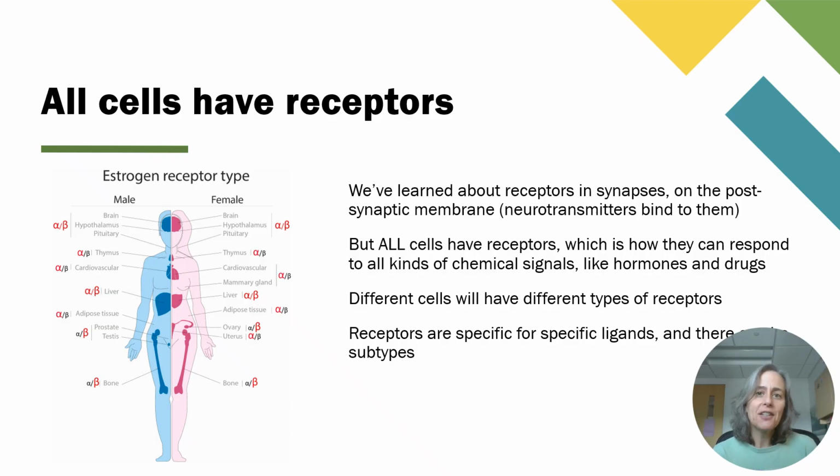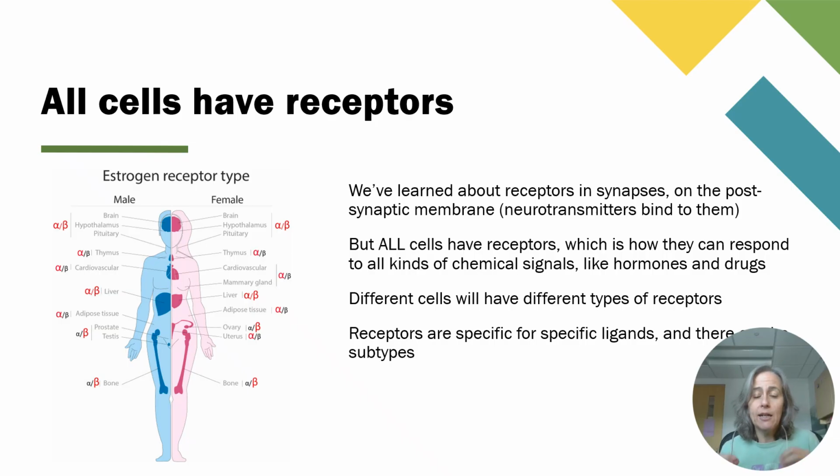Now, the other thing that this diagram is showing us, so first of all, I'm going to back up. Receptors are specific for specific ligands, right? So these cells have estrogen receptors, and generally only estrogen can bind to estrogen receptors, or drugs that mimic the structure of estrogen. We'll talk about that in a minute. But then there are different subtypes of these receptors. What they're showing you is that some of these tissues have both alpha and beta subtypes. Some have predominantly alpha, if that's the one that's red and the other one isn't, and some have predominantly beta.